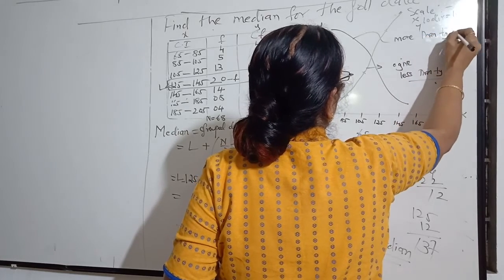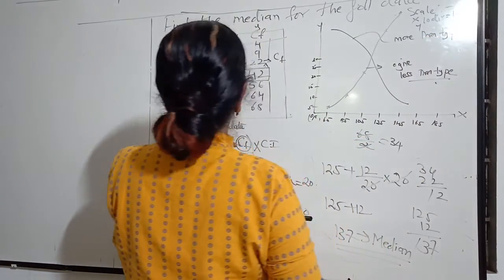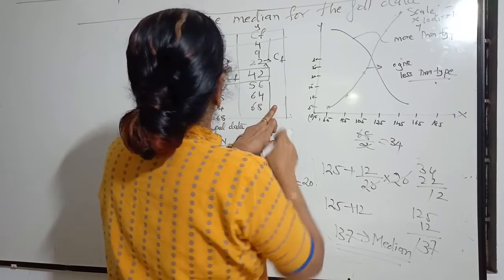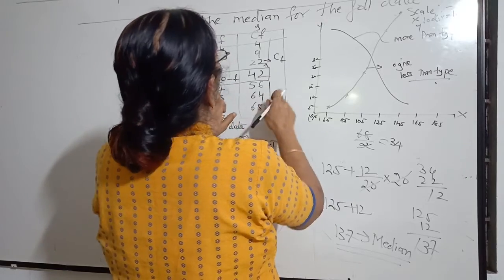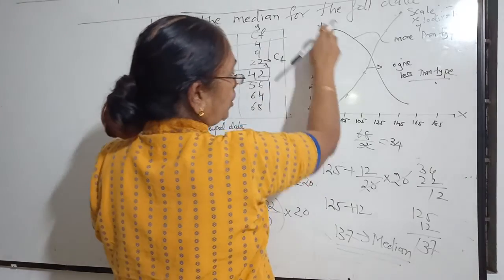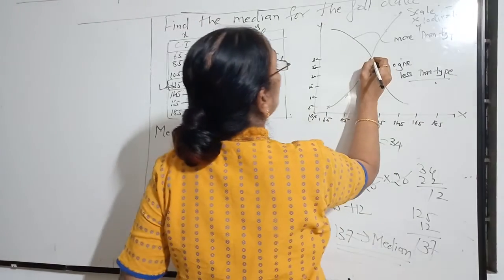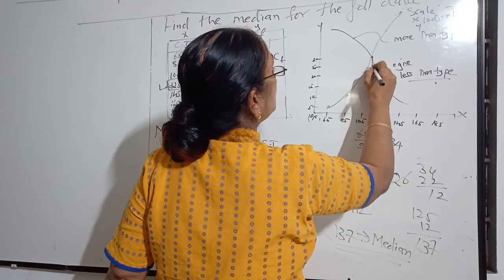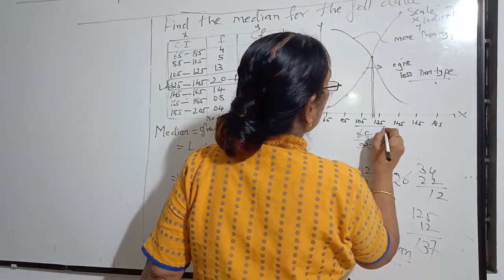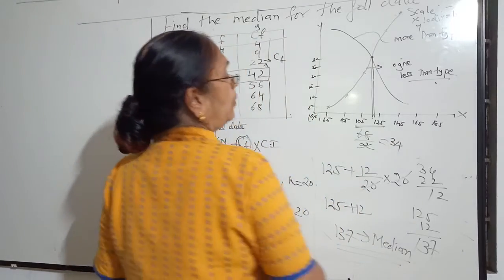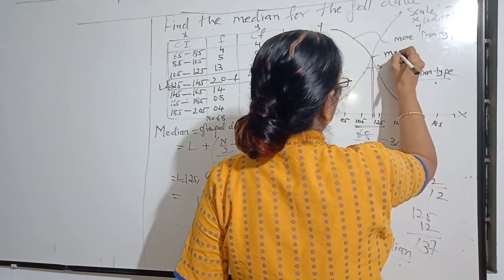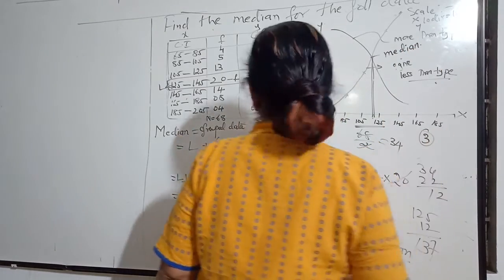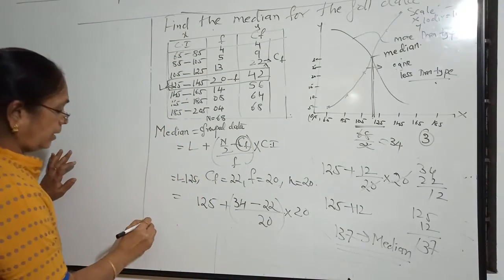If you go from top to bottom, this is called the more than type. In the more than type, you start from low. You go near this 4, you write this number 4 and 8, 12, then 12 and 14, it goes up. So here you get the highest, therefore you come from top to bottom. The point where the two graphs meet gives you the median. So our median lies between 105 and 125. This point is the median.